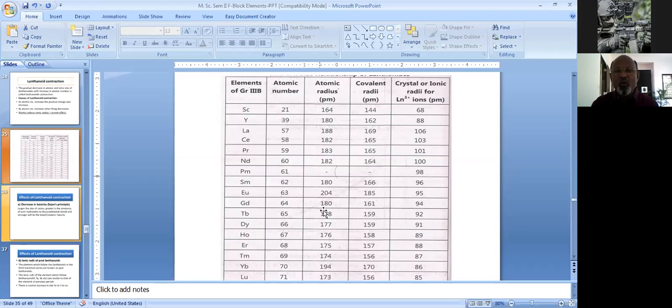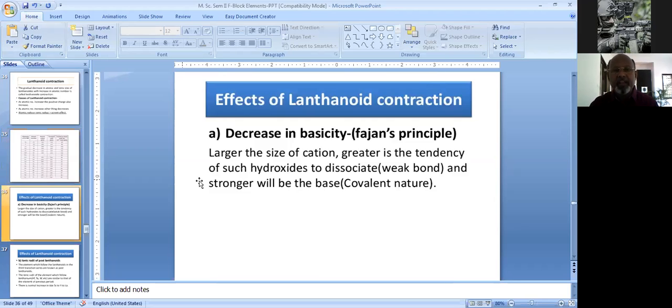So this is how we can separate these ions from one another just because of the lanthanide contraction. Perhaps it is also shown in this slide. The larger the size of the cation, the greater is the tendency of such hydroxide to dissociate, and stronger will be the base. That means lanthanum is more basic, lutetium is least basic.